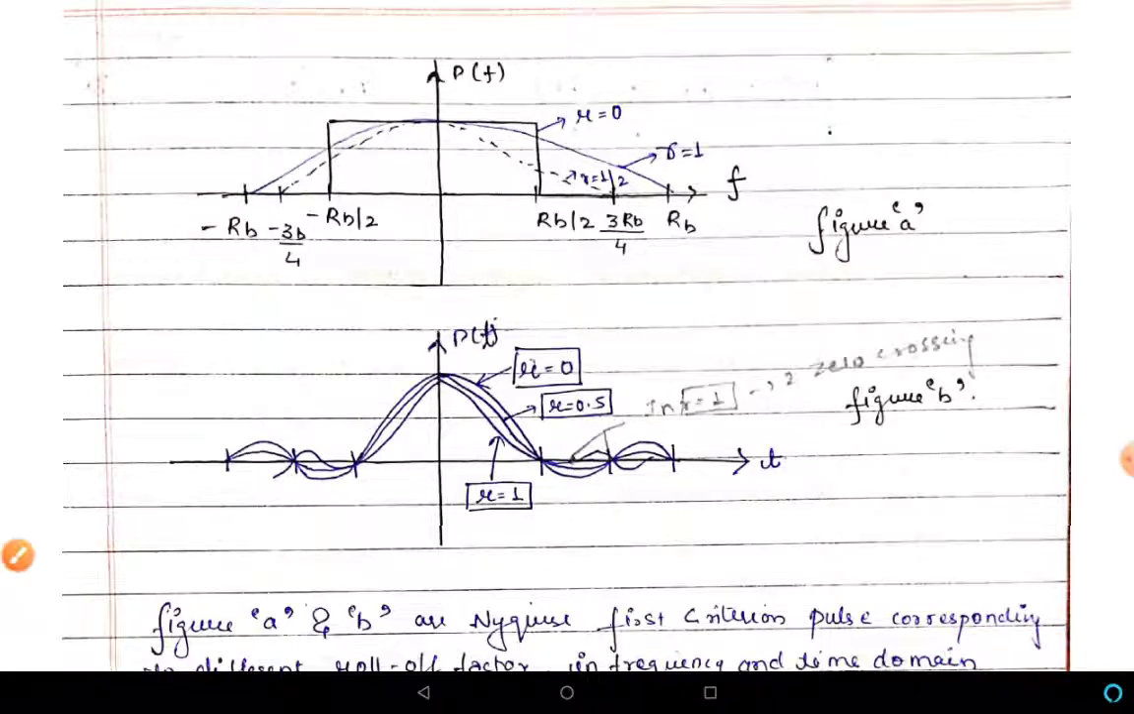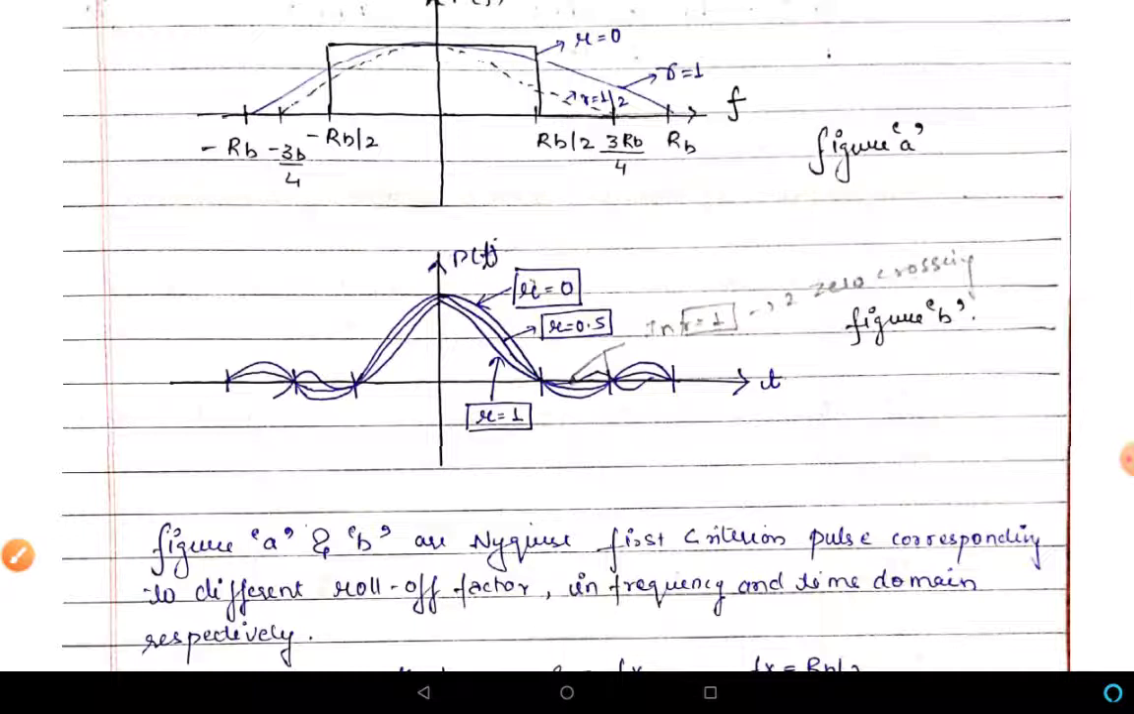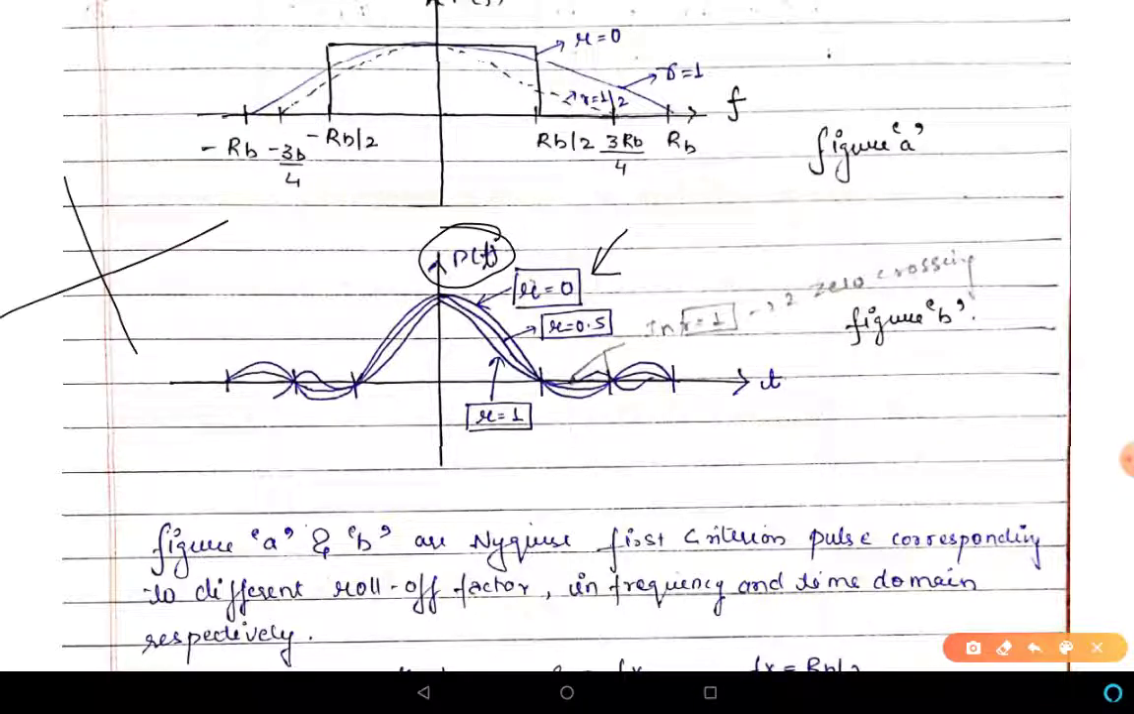Now in the time domain, this is how the pulse will look for R equal to 0, 0.5 and R equal to 1. So here it is important to see that for R equal to 0, if you see this particular curve, then it is like this, and if you see for R equal to 0.5, it will be something like this.